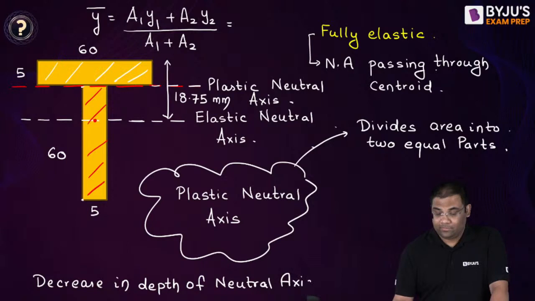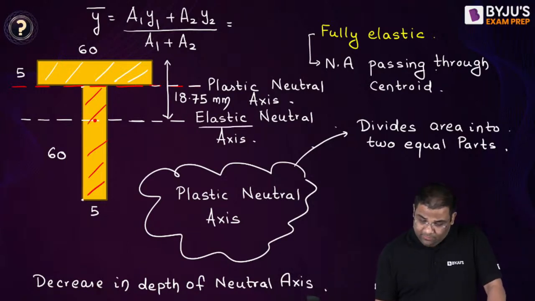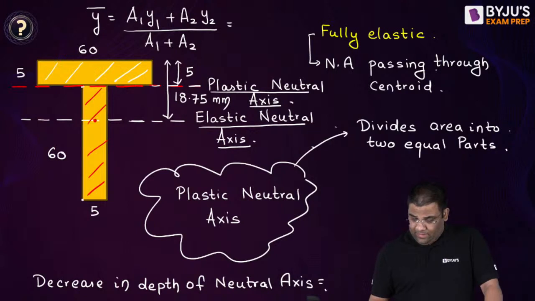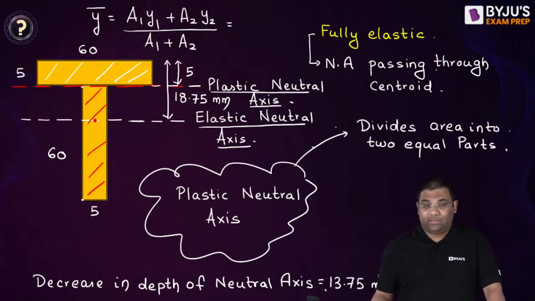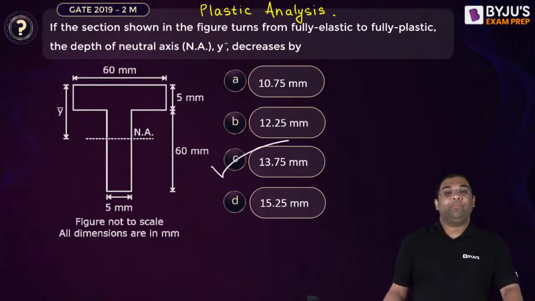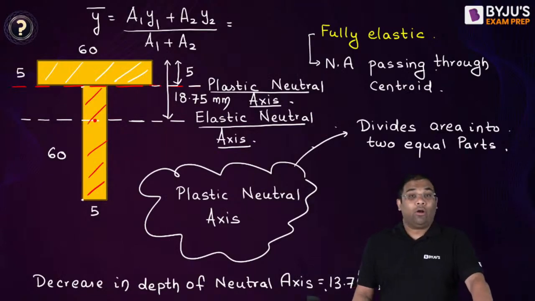Very easy. Initially it was 18.75 and the section is fully elastic. Then this is how much? This is 5, na? So when it becomes fully plastic, now it is 5. So the decrease is how much? 18.75 minus 5, that is 13.75. So you see, so nicely we can solve this kind of question. The answer is C. This was a 2 mark question and we easily solved it, right?